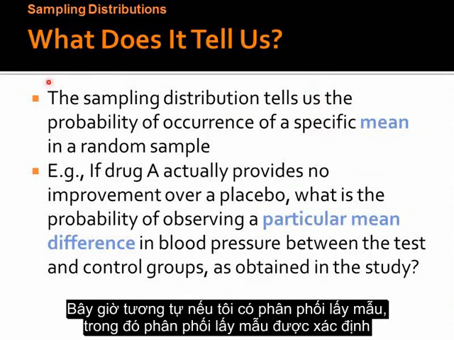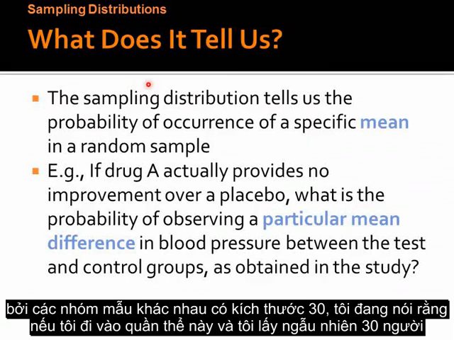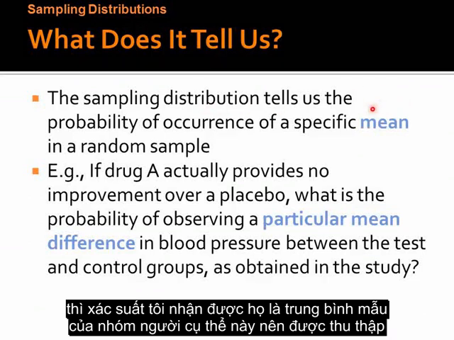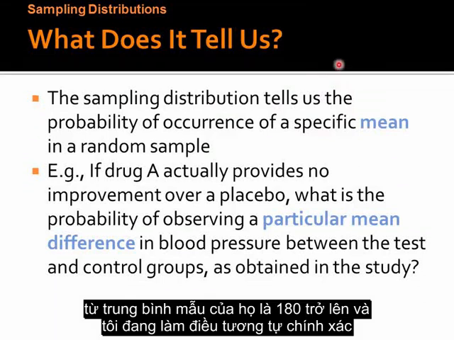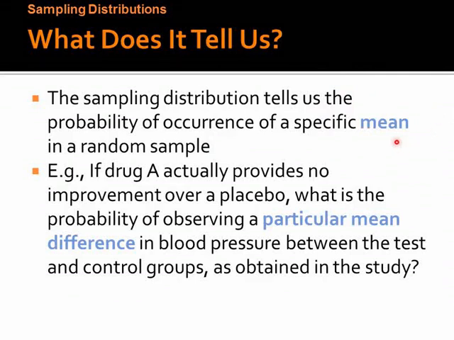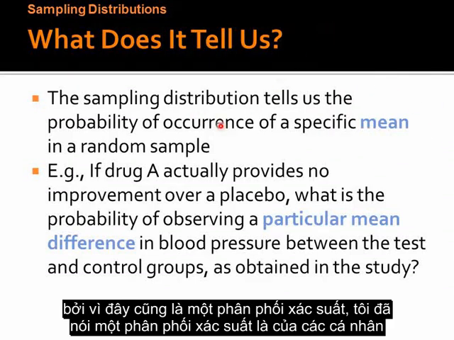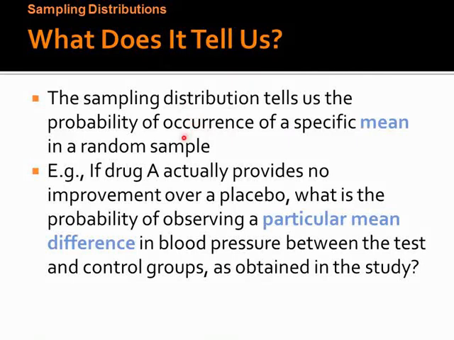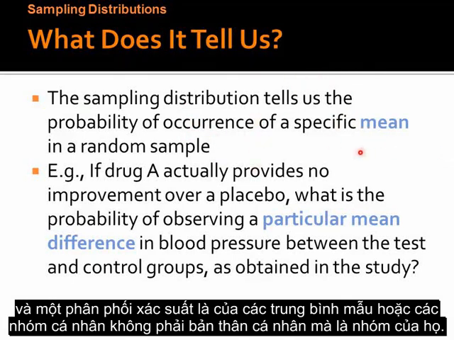Now similarly, if I have a sampling distribution defined of different sample groups of size 30, I'm saying that if I go into this population and randomly collect 30 people, what's the probability of their sample mean being 180 and greater? I'm doing the exact same thing here. I'm also integrating underneath the curve from 180 to infinity, because this is also a probability distribution. One probability distribution is of individuals, and one probability distribution is of sample means, or groups of individuals, not individuals themselves, but their groups.